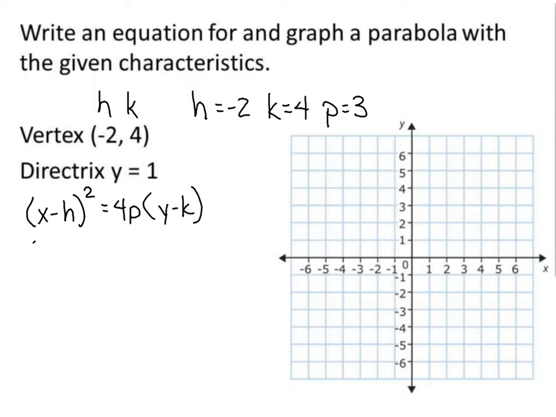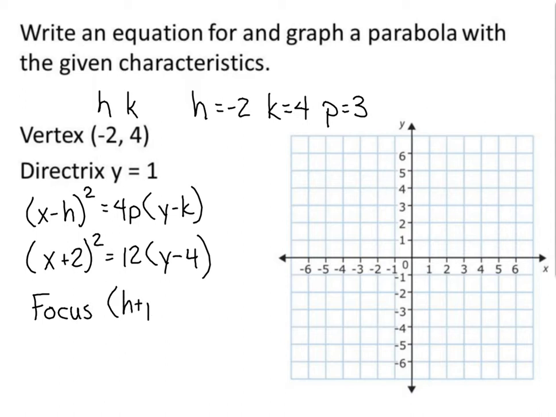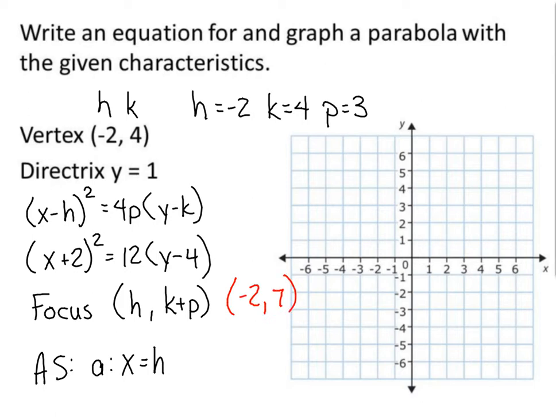So if we substitute this into our equation, we're going to have (x + 2)^2 = 12(y - 4). We already know our vertex and our directrix, so we just need to find our focus, which is at h and k plus p, and we need to find our axis of symmetry, which is going to be x is equal to h. So if we find our focus, we're going to be at (-2, 7). Our axis of symmetry is just going to be x equals -2.